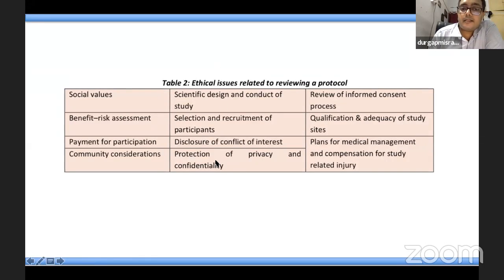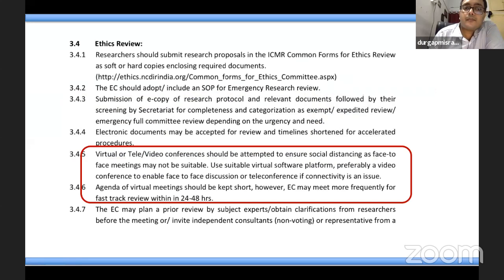And the principles, the ethical issues related to reviewing a protocol remain as usual. What are the social values, scientific design and conduct of the study, review of informed consent process, benefit-risk assessment, selection and recruitment of participants, qualification and adequacy of study sites, and particularly in clinical trials, whether you have any payment for the participants, what are the community considerations, what are the plans for medical management and compensation for study-related injury, what are your conflicts of interest, and how do you protect privacy and confidentiality. These are the usual measures, and these remain the same.